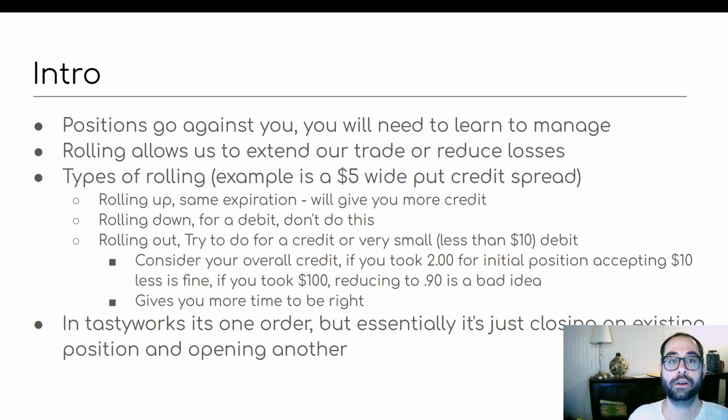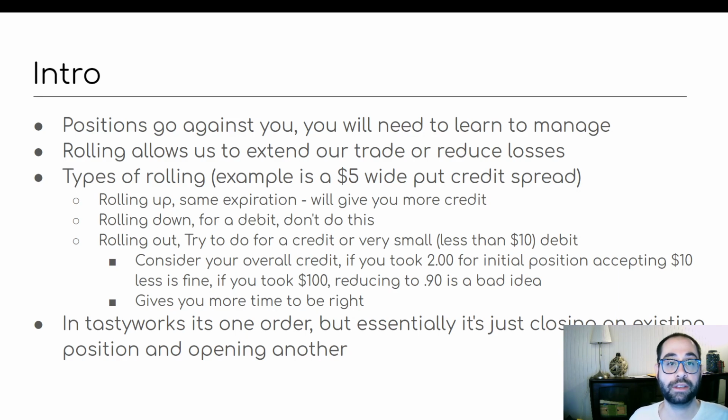That's typically what you'll see me do 99% of the time, where I roll out to another expiration. And the whole reason I'm doing that is to give myself more time to be correct. I still believe in the position, and I want to allow myself more time to be correct because the stock's gone against me. It's gone down, gone through my strikes.